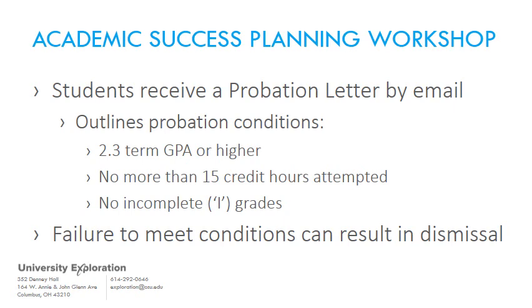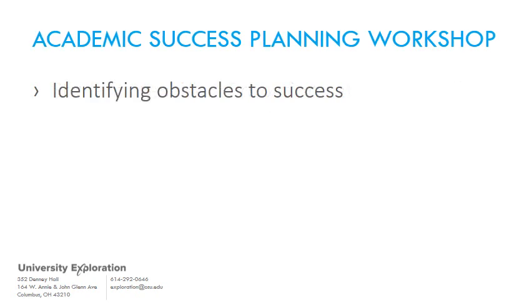Once you understand the terms of your probation, it's important to figure out how to fix it. We will start by reflecting on what went wrong, some ways to manage time more effectively, what resources OSU offers to help you succeed, and how to set goals. This all will help you to overcome the obstacles you've been facing and raise your cumulative GPA above a 2.0 and get off probation. Now we will explore some potential obstacles that may interfere with academic success and result in being placed on academic probation.